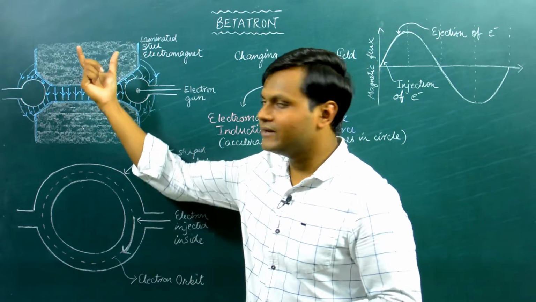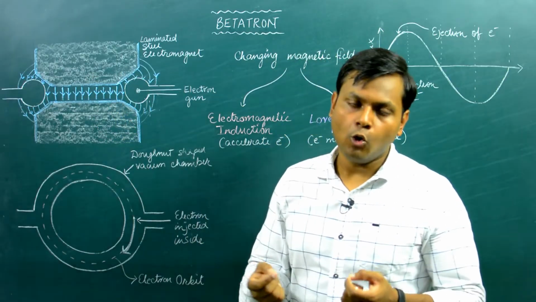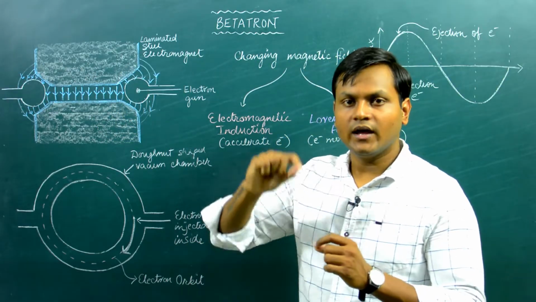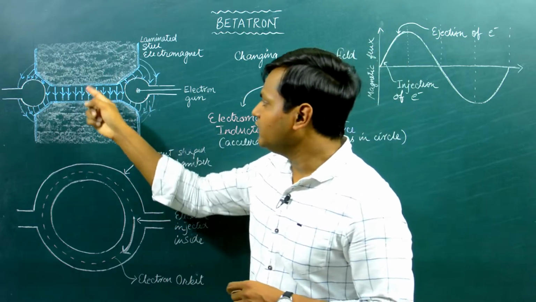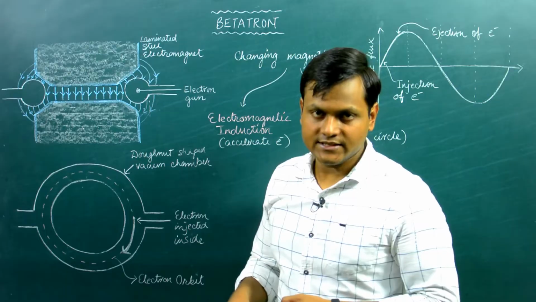So you have some kind of a magnetic core which is wrapped around some kind of a coil through which some alternating current is passing through. So when the current increases and decreases, the magnetic flux also changes. So this represents some kind of an electromagnet.